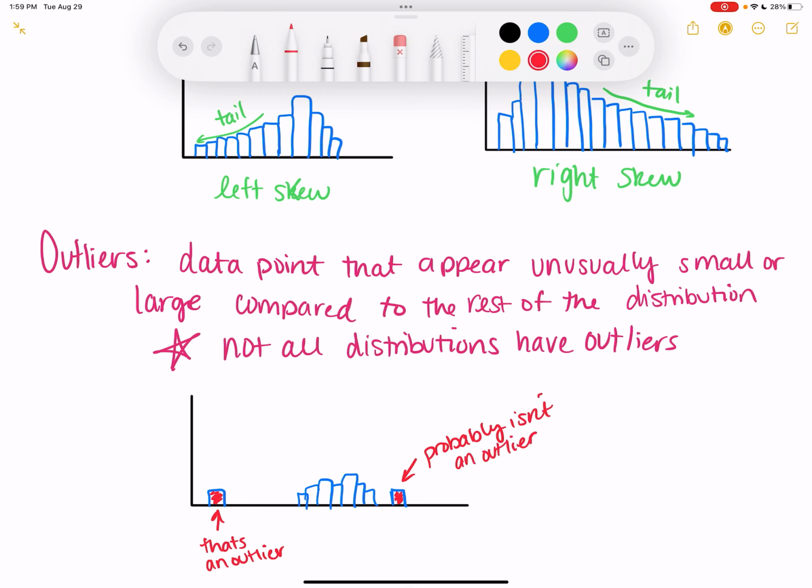Now, later in chapter 5 and 6, we're going to actually have a formula to test if a point is an outlier or not. But you don't need to be worried about that yet. At the moment, if it were to ask you for an outlier, you are just basically saying this appears to be, or I don't think this is. So pretty much the farther away it is from the rest of the data, the more likely it is to be an outlier.